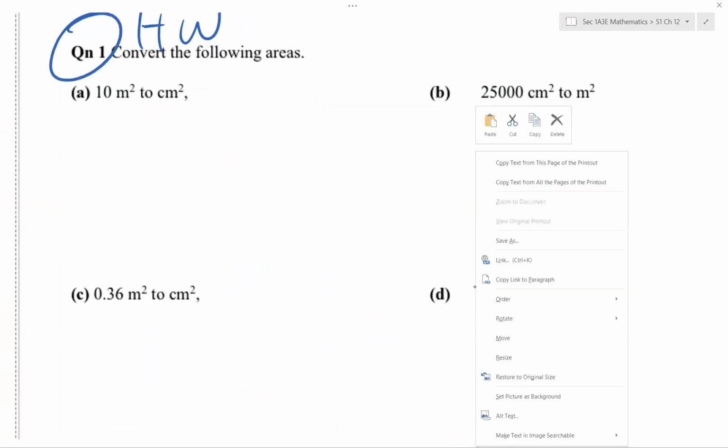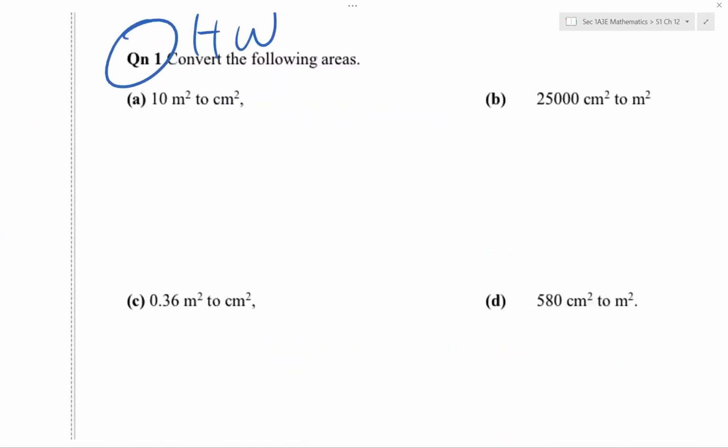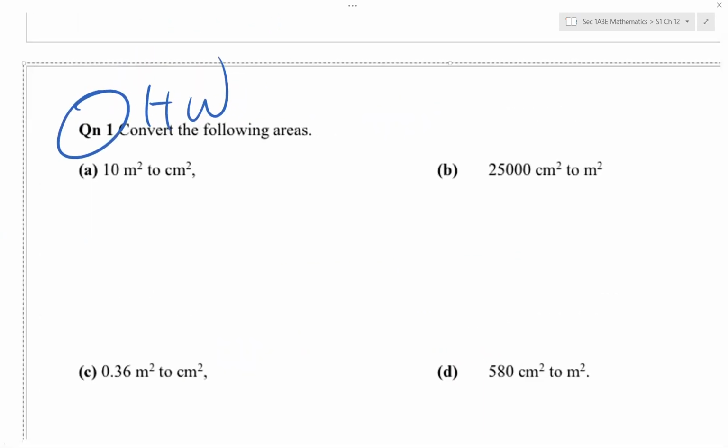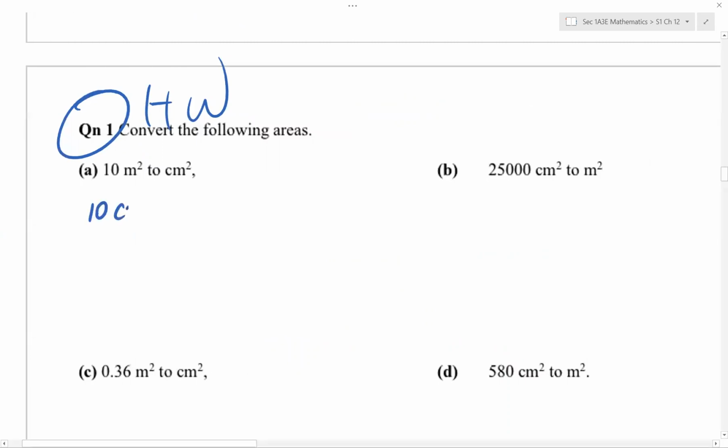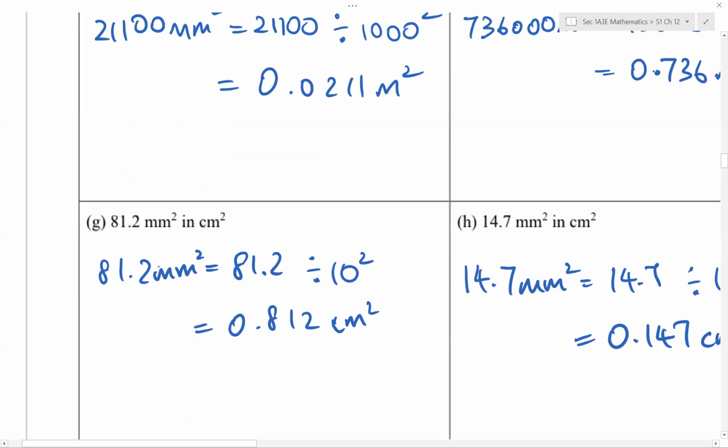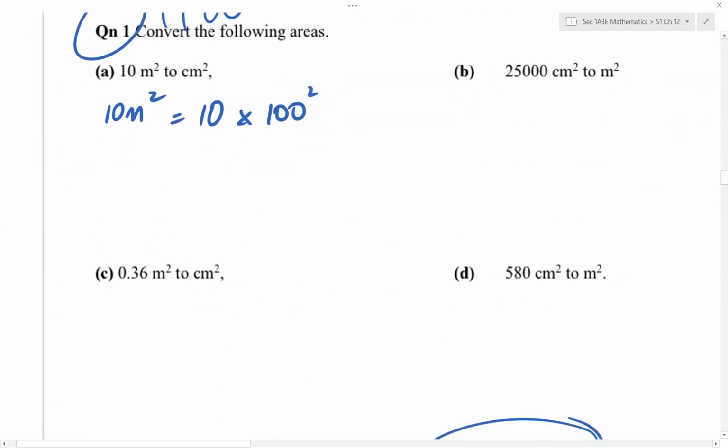So this was our first homework question from the notes. 10 square meters to square centimeters. So you write down 10 square meters. Copy down the same number. From meter to cm, we will need to multiply. Meter to cm, we need to multiply by 100. But because we're dealing with areas, we have to square it as well. That gives us a very big number.